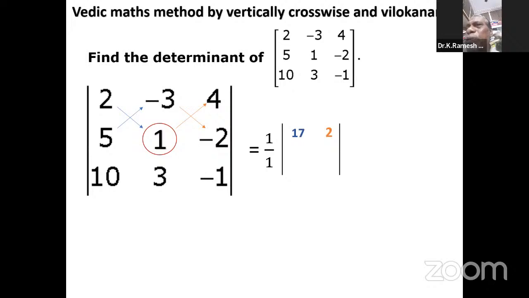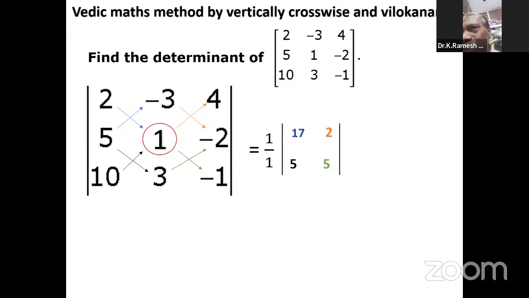Minus 6 plus 4 will be minus 2. That we will write there. And then later on, you take the reference of this 1 in the middle element, and then you find out the other two elements. That is 5 into 3 is 15, 10 into 1 is 10. 15 minus 10 is 5.